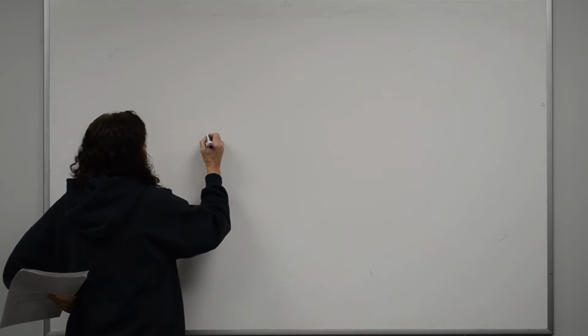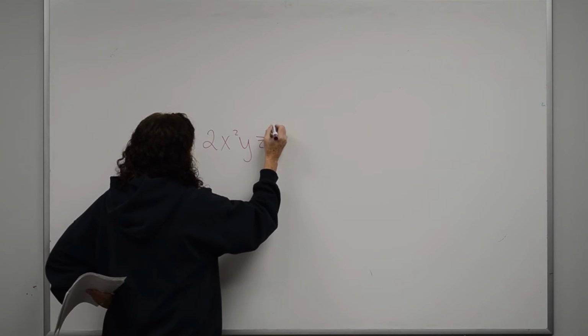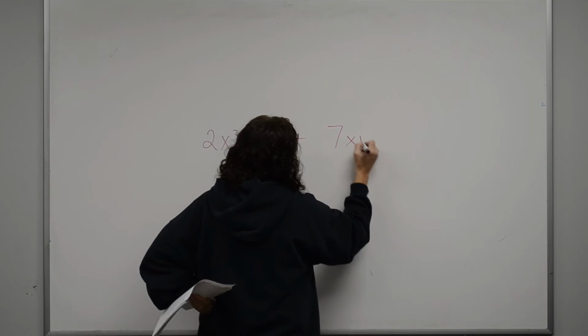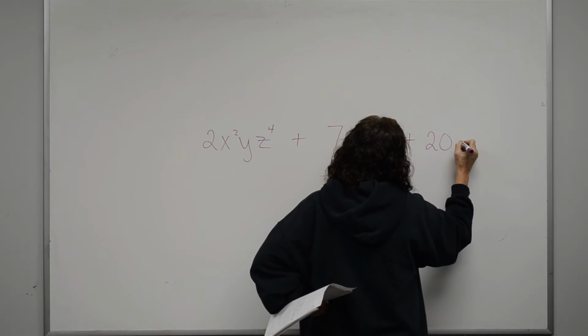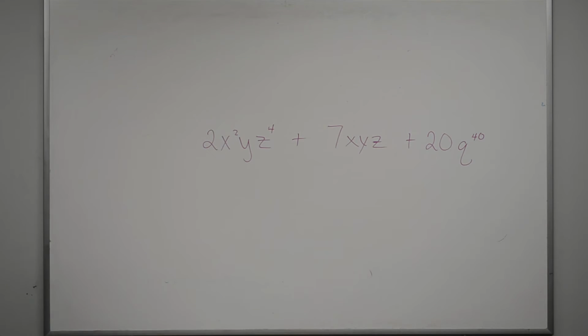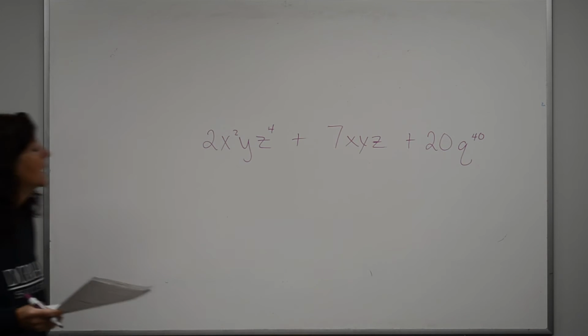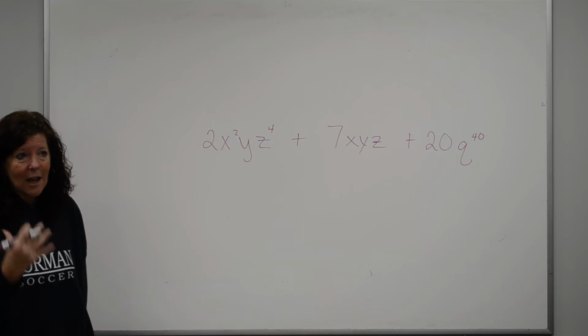Okay, make sure you know how to find the degree of a polynomial. Let's say I have this polynomial. What's the degree of that polynomial? Don't think too hard. Go ahead, Joseph. 46? It's 40. It's 40 because remember, to find the degree of the polynomial, you add the exponents up in each of the terms.